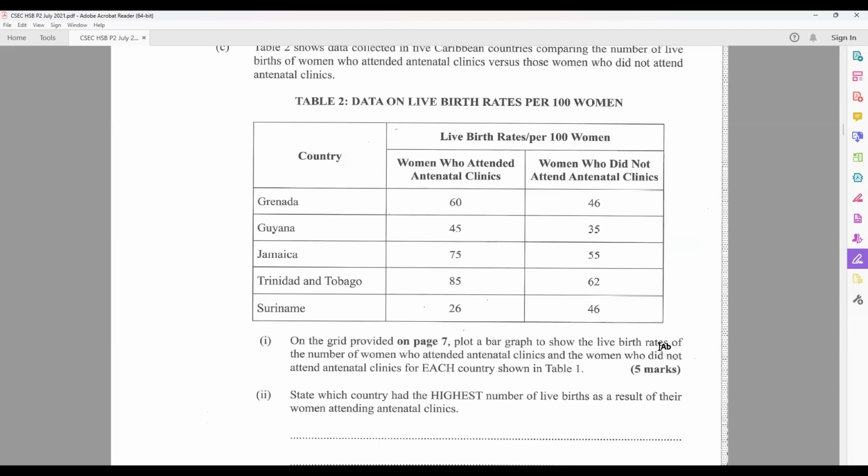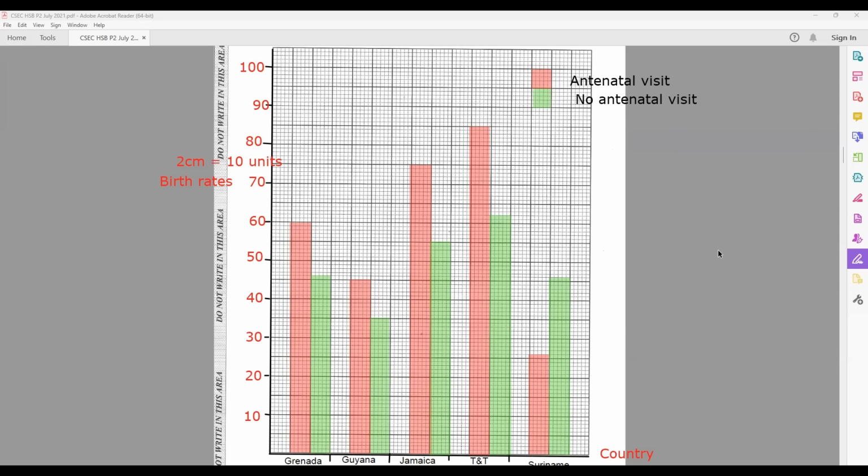All right, so it's the live birth rates of women who attended antenatal clinics. It's these numbers here. And the women who did not attend antenatal clinics, which are these numbers here. So a total of 10 bars will be plotted. You have to plot 2 for each country. Grenada has 2, Guyana has 2, Jamaica has 2, Trinidad and Tobago has 2, Suriname has 2. That's a total of 10 bars. So let's go ahead and do that now. This is how your graph should look.